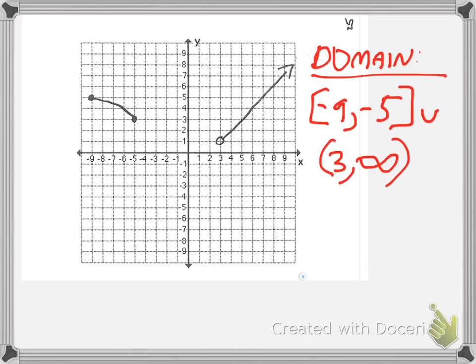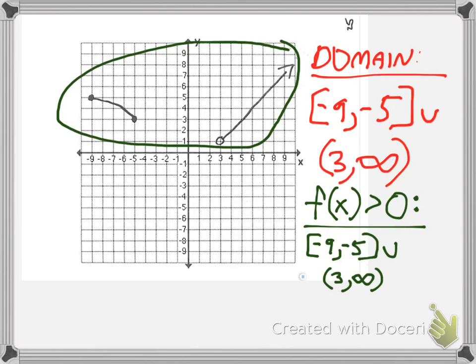Here's a function that has a kind of weird domain. The domain of this function is from negative 9 to negative 5 and from positive 3 to positive infinity. This function does not have any zeros. If we look at the graph of the function, we notice that it is above the x-axis in its entirety. Therefore, here we have a function which is positive over its entire domain.